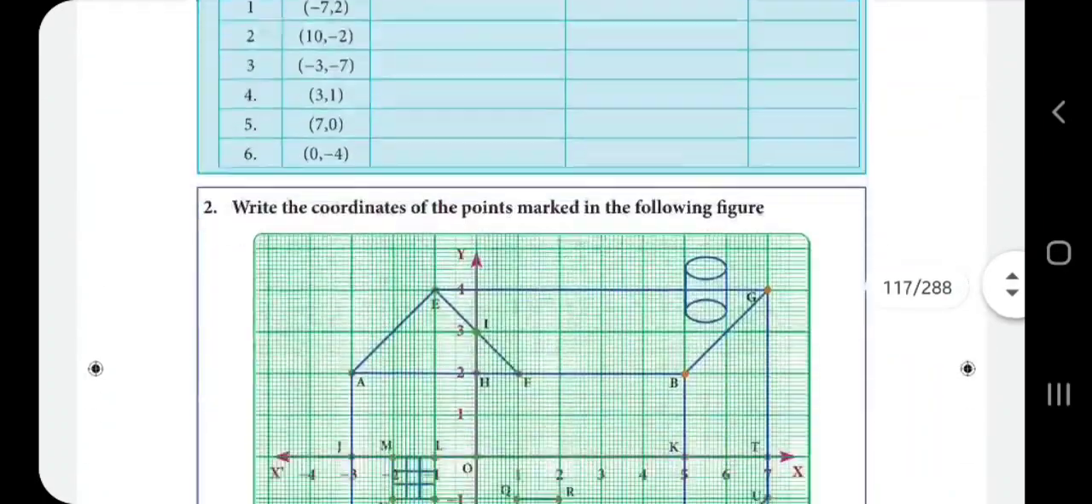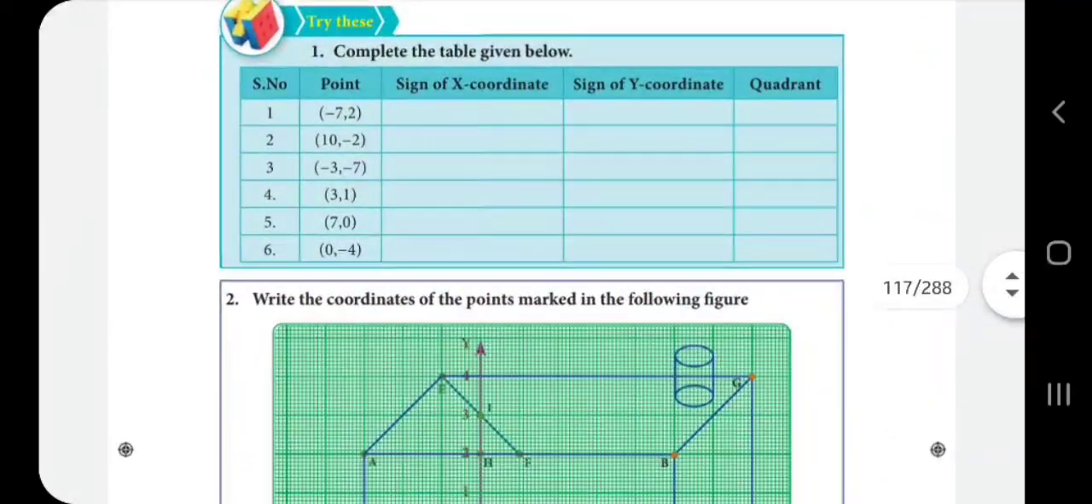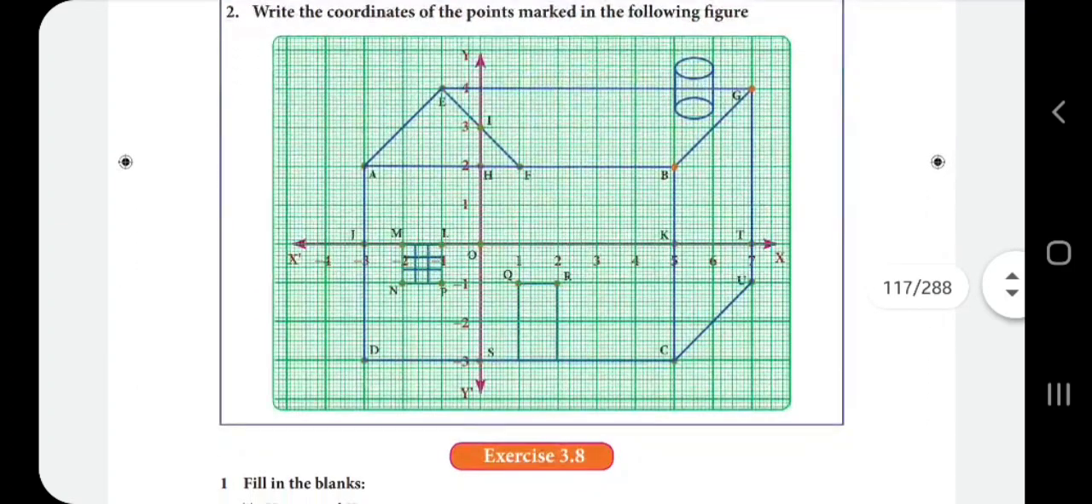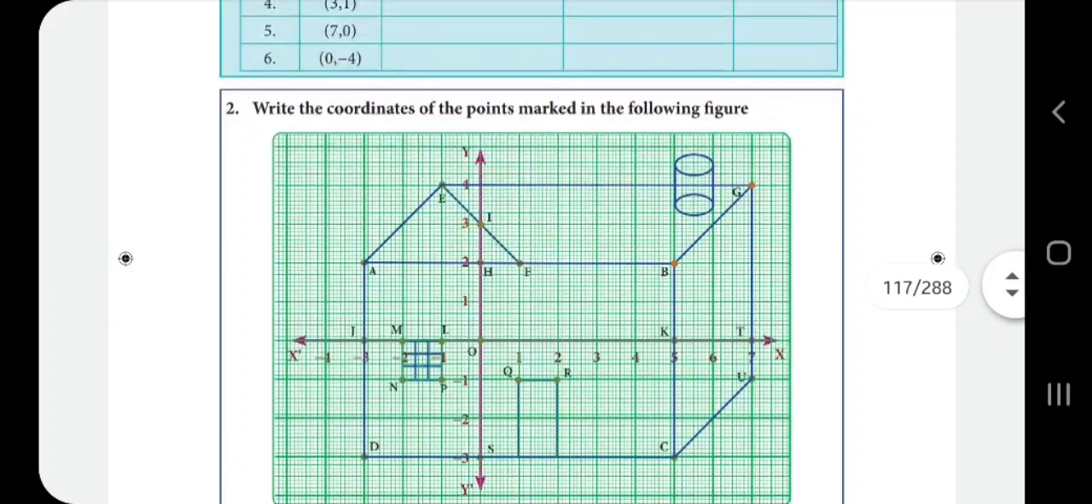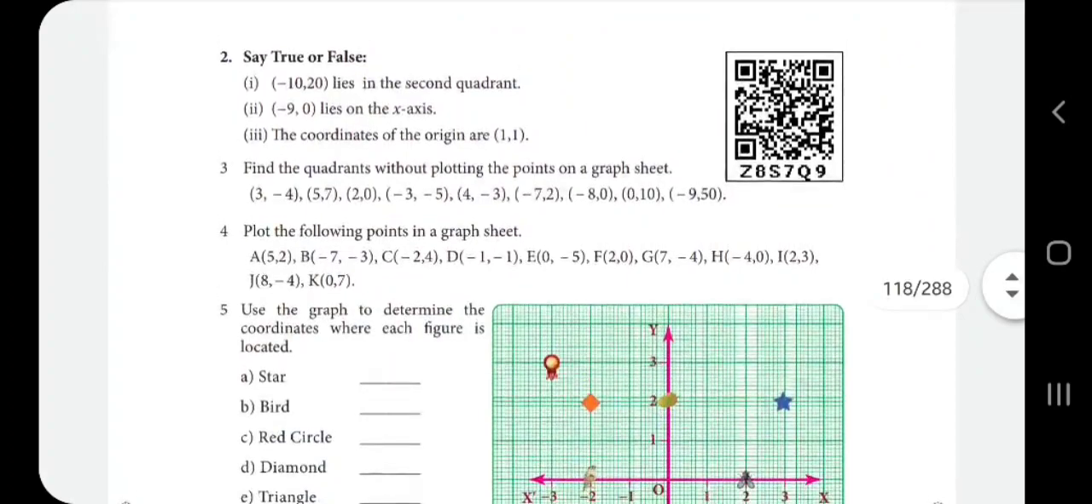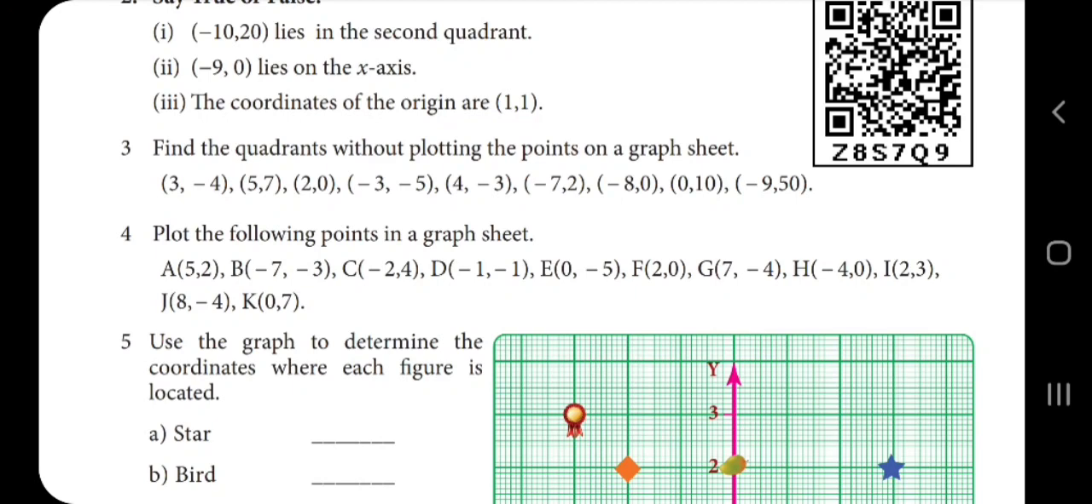This is a simple way you can score more marks by solving the graph and practical geometry sums. Try this, complete the table given below. Go through the example sums and also the activities, do the given sums and fill in the blanks. Then find the quadrants. You need to write this in your graph note. Find the quadrant without plotting the points on a graph sheet.